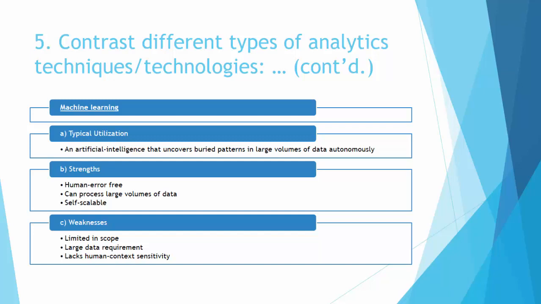Now, supervised learning is where the computer is presented with example inputs and their desired outputs given by a teacher, and the goal is to learn a general rule that maps inputs to outputs. In unsupervised learning, no labels are given to the learning algorithm, leaving the computer on its own to find structure in the inputs. And in reinforcement learning, a computer program interacts with a dynamic environment in which it must perform a certain goal, for example, driving a vehicle or playing a game against an opponent.